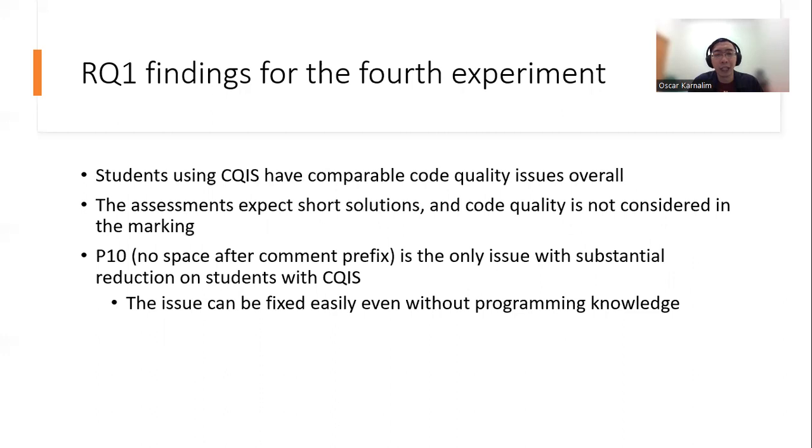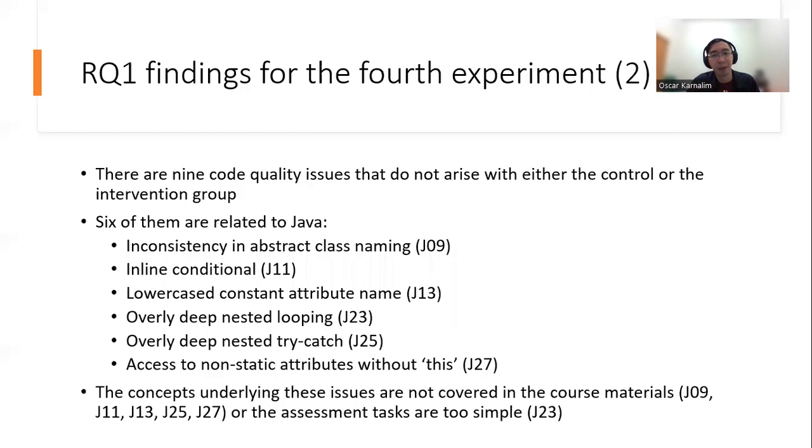Now, moving to the fourth experiment. Students using CKIs have comparable code quality issues overall. The assessment expects short solutions, and code quality is not considered in the marking, so it is really expected. P10, which is no space after comment prefix, is the only issue with substantial reduction on students with CKIs. The issue can be fixed easily even without programming knowledge.